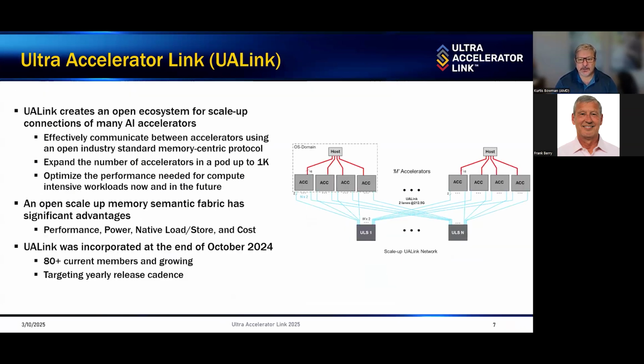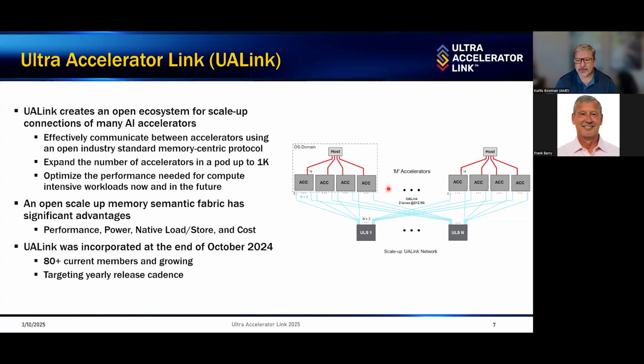We do see that UALink does create this scale-up ecosystem. So you can see on the picture on the right here that what we have is a number of accelerators. So a host can support anywhere from 1 to 8 accelerators, depending on the architecture. And then those accelerators connect to one layer of switch. So you get multiple switches attached to multiple accelerators, which gives you the high throughput that you need. And the switches are very low latency, so you get that low latency that's required when you're talking to memory.